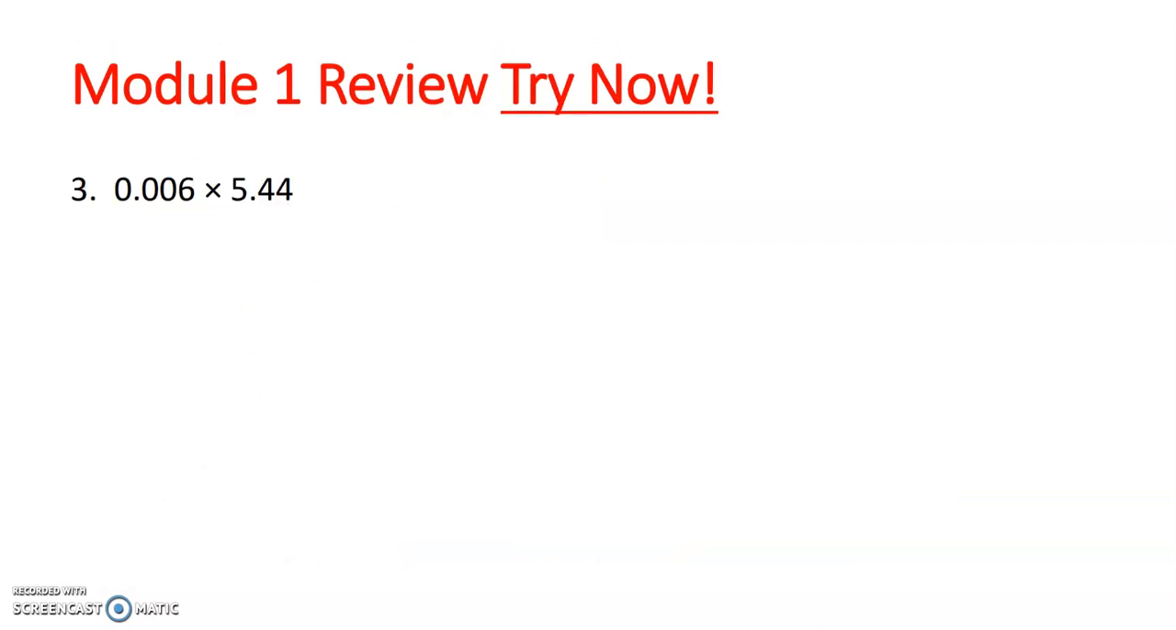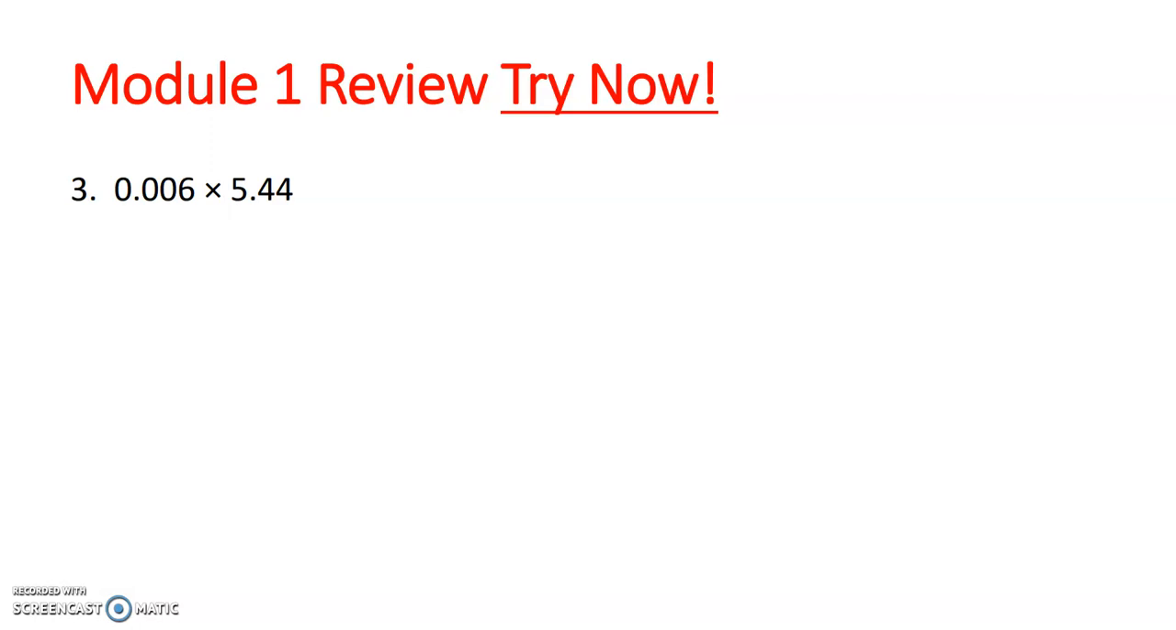Question number 3, you're asked to multiply decimals. Remember, count your decimal places for the first number and your multiplier, the second number. Add those together and then rewrite to multiply as though there's no decimals at all. Make it easier on yourself. When you get your answer, you're going to count that same number of decimal places. So you can pause me, try it, and then watch the solution.